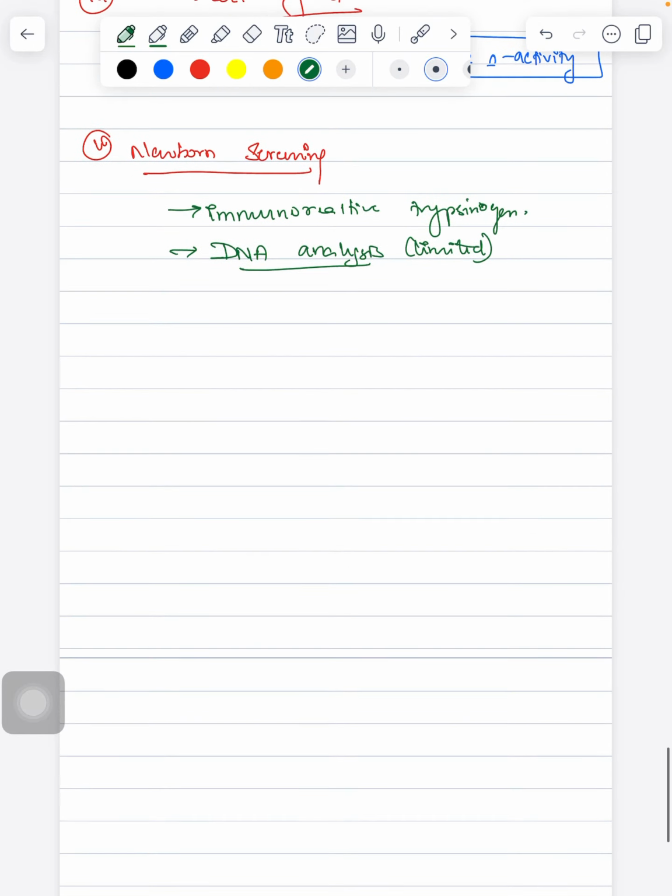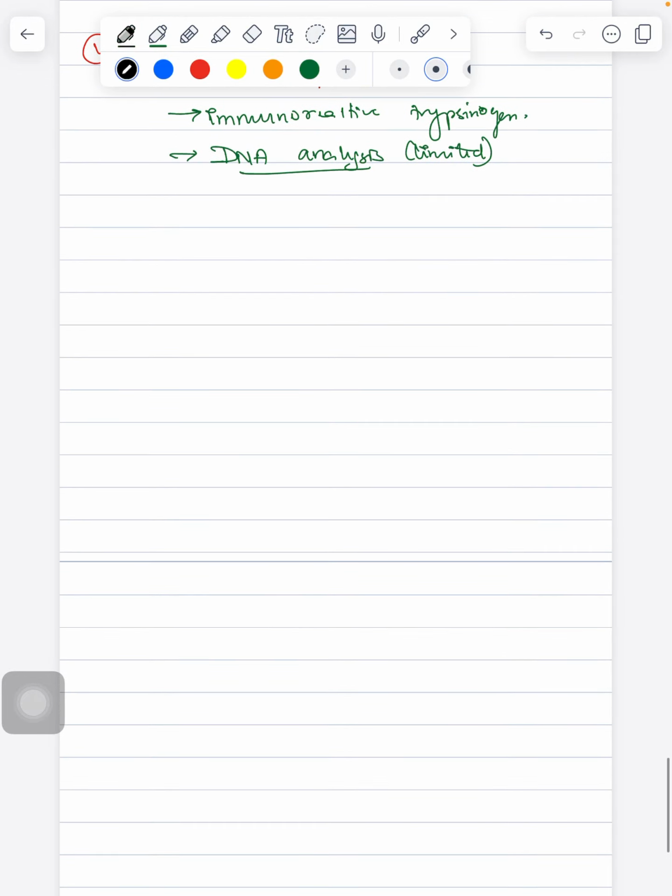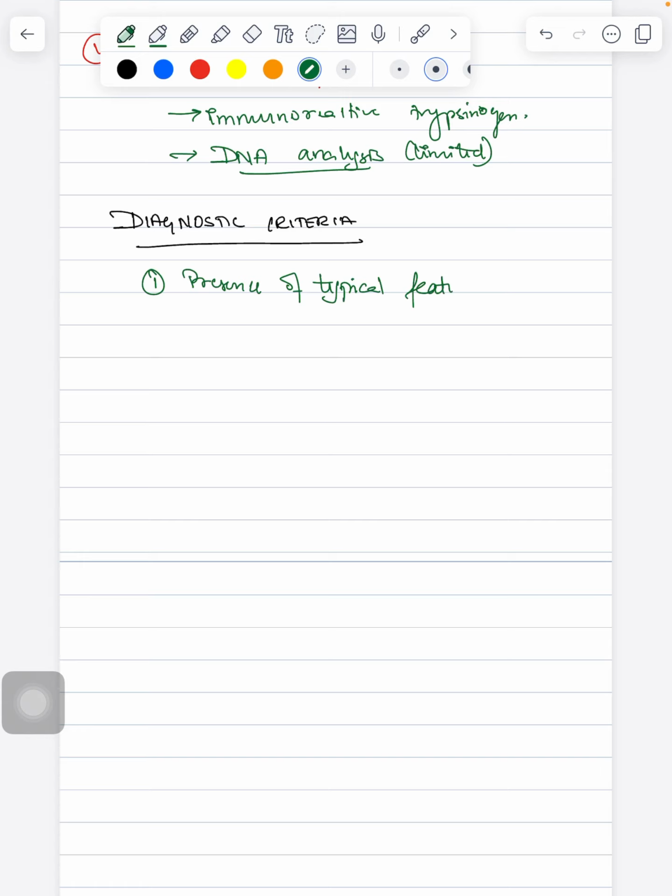Next, what is the diagnostic criteria? The diagnostic criteria for cystic fibrosis include the presence of typical features: recurrent respiratory tract infection, or steatorrhea with failure to thrive, or a history of delayed passage of meconium. Or the child has a history of cystic fibrosis in a sibling, or the child has a positive newborn screen, meaning the immunoreactive trypsinogen is positive.